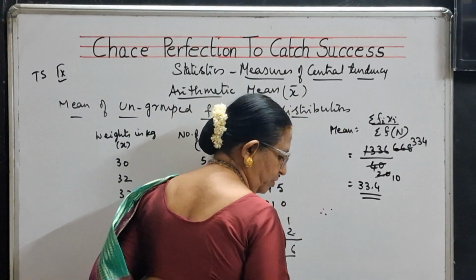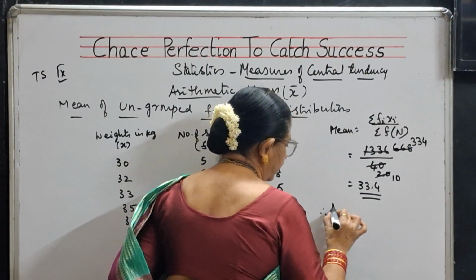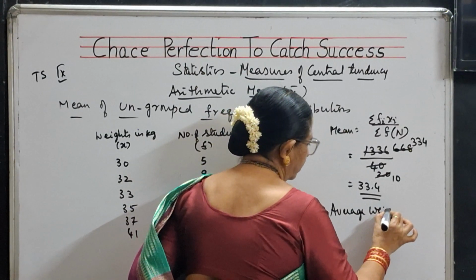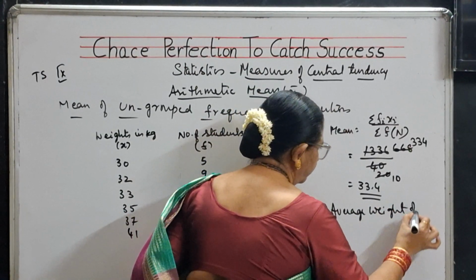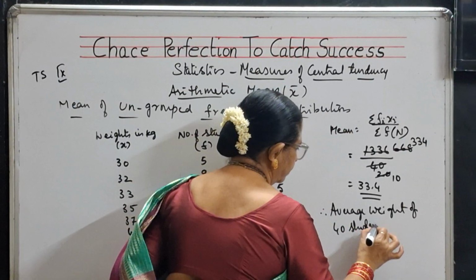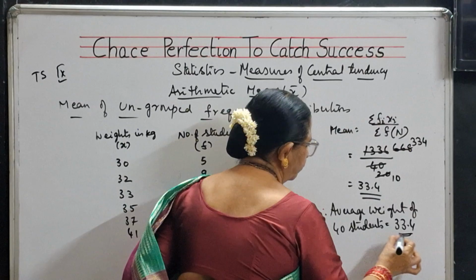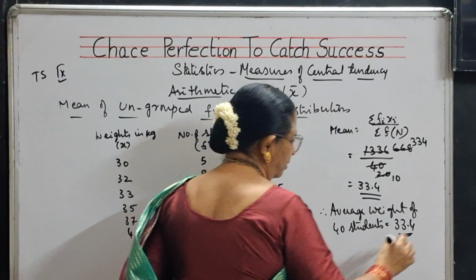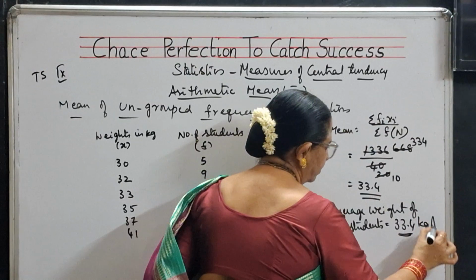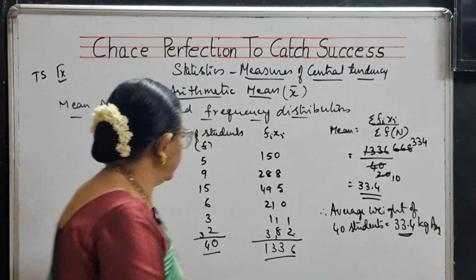Therefore, the question is what? Find average weight of 40 students. So, average weight of 40 students is equal to 33.4. This is the answer. This is for 33.4 kgs. This is the answer, children. I hope I am clear, children.